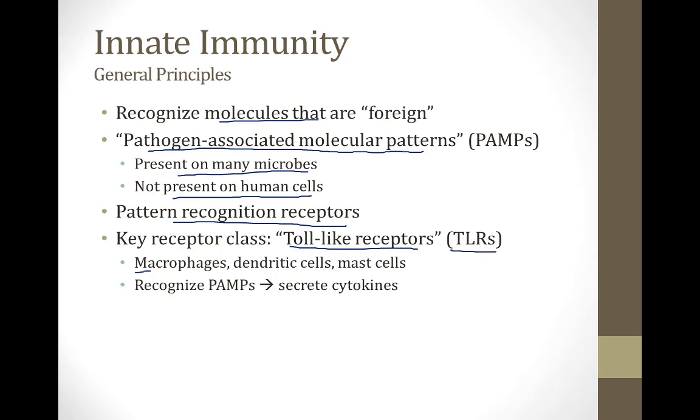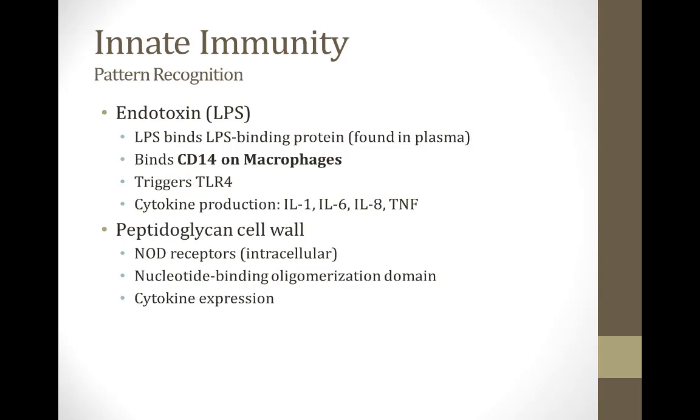These are found on cells like macrophages, dendritic cells, and mast cells, and we'll talk about this in a minute. Once these cells recognize the pathogen-associated molecular patterns, or the PAMPs, they then secrete cytokines which trigger an inflammatory response. So what are some of the important pathogen-associated molecular patterns that the innate immune system responds to?